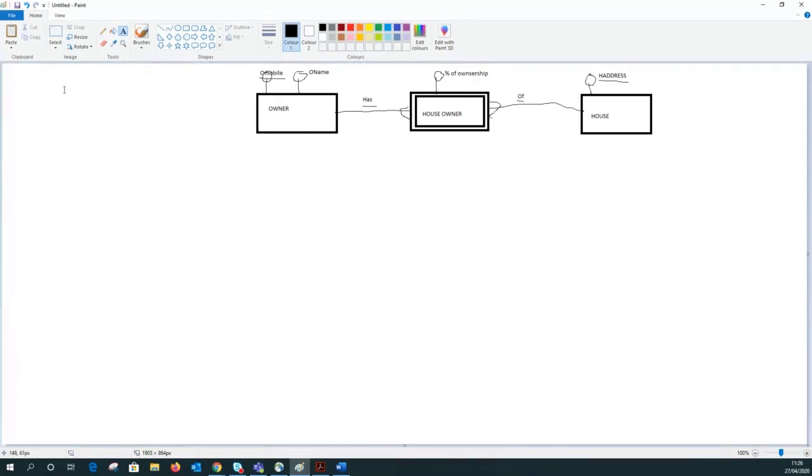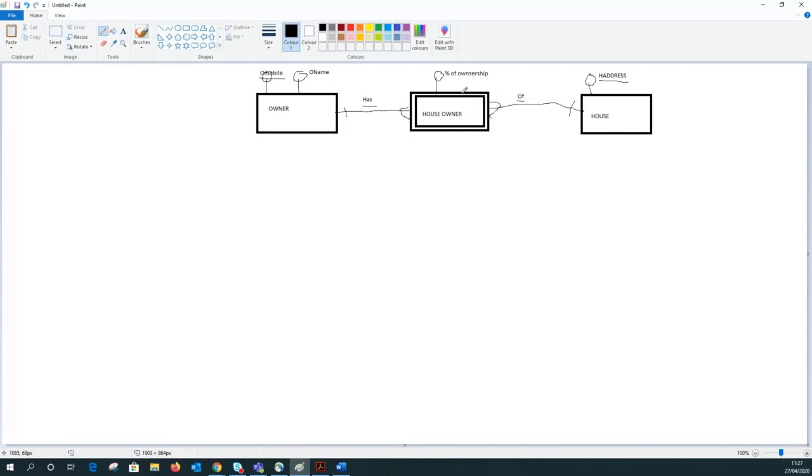Right, now we need to recognize the cardinality and participation relationships. If I go from left to right, one owner can own many houses, or many ownerships in different houses, so one to many. The same applies to the right-hand side. If I travel from right to left, one house can have multiple owners, so one to many. So that is the cardinality relationship.